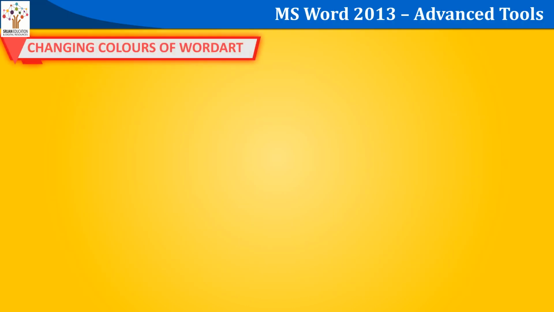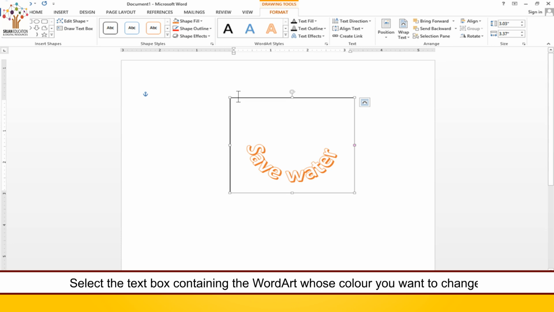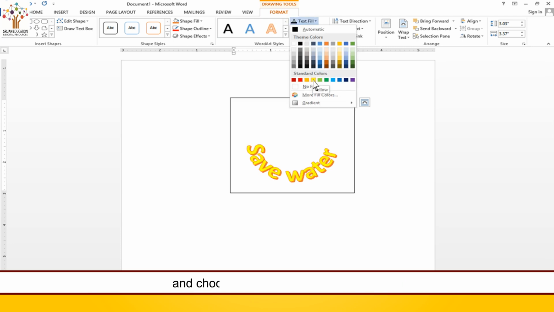Changing colors of word art. To change the existing colors of word art text, follow these steps. Select the text box containing the word art whose color you want to change. From the Format tab, click the Text Fill button in the Word Art Styles group and choose the desired color options.